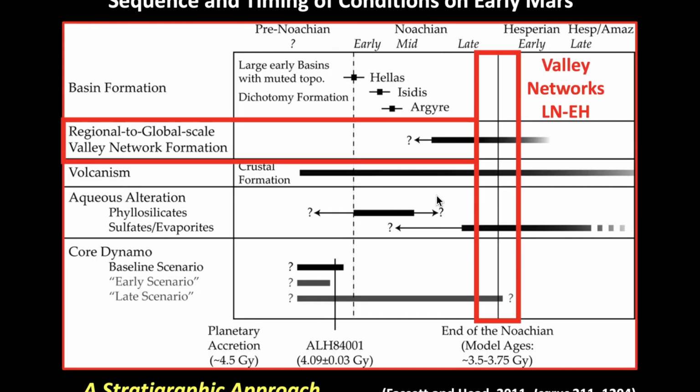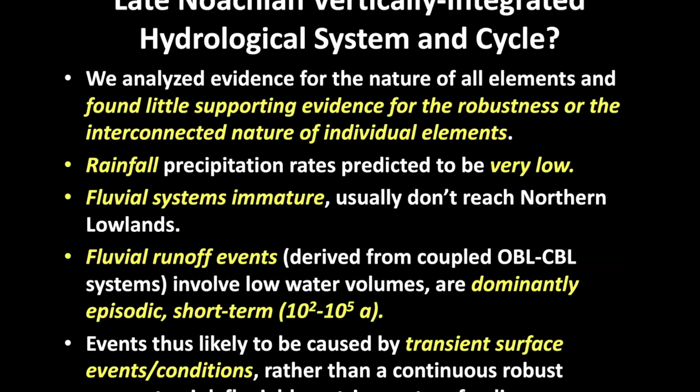And we also have the high degradation rates down here, which decrease dramatically into this period of time here. So, mystery, what's going on? So what we summarized here in the late Noachian vertically integrated hydrological system and cycle: is it vertically integrated? Is it robust? We analyzed the evidence for the nature of all these elements and found little support for a robust or interconnected hydrological system.